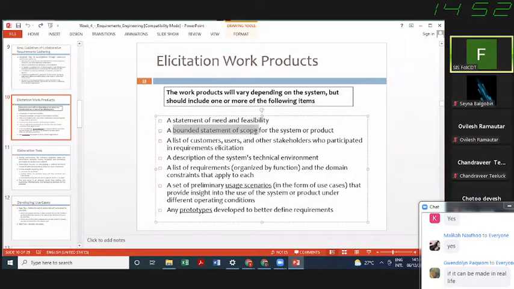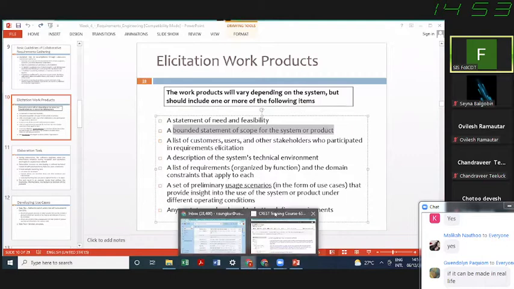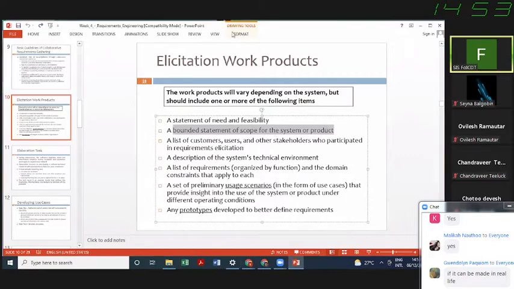A bounded statement of scope for the system. Anyone who can explain to me what is meant by scope of a system? I'm going to write it down for you. In the elicitation phase, we also have to identify the scope of the system. So what do you understand about the scope of the system?